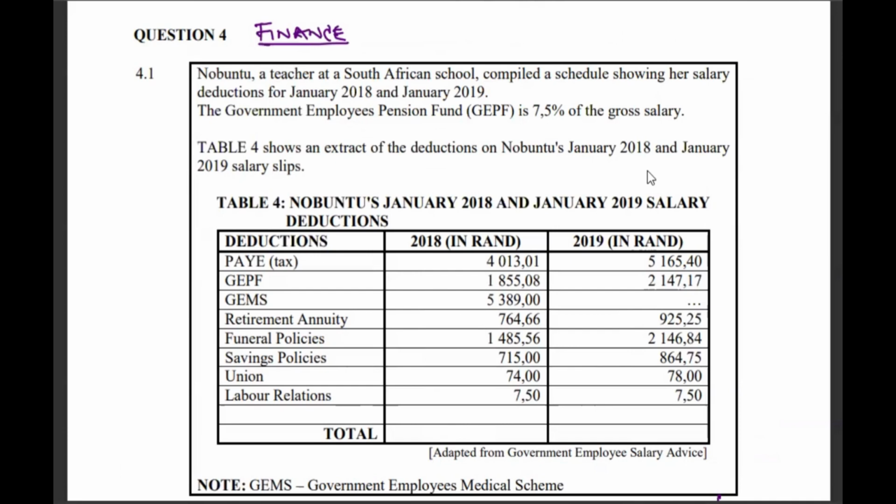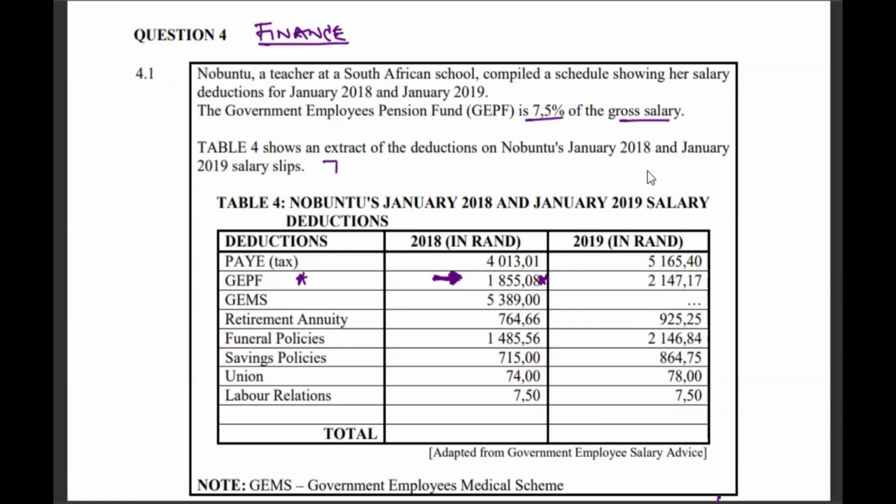What are we going to use to determine the gross? This is a tricky one. Are you seeing any gross anywhere? No. But in the previous question they told us she contributes 7.5% of her gross salary. So this number here represents 7.5% of the gross. You see that? So we need to find out what the gross was.